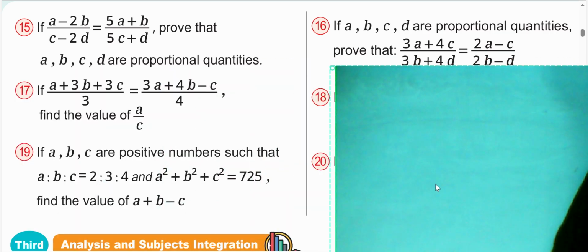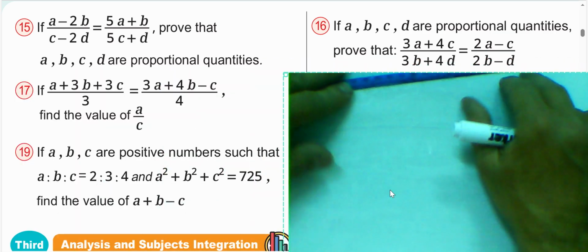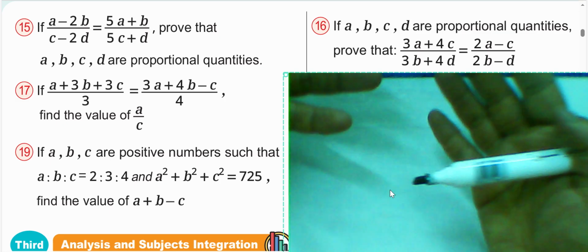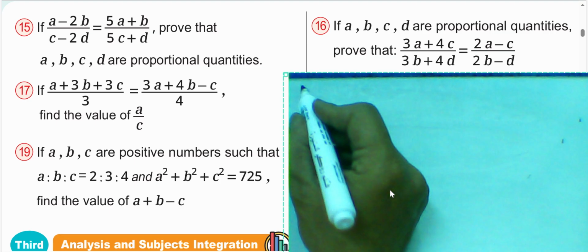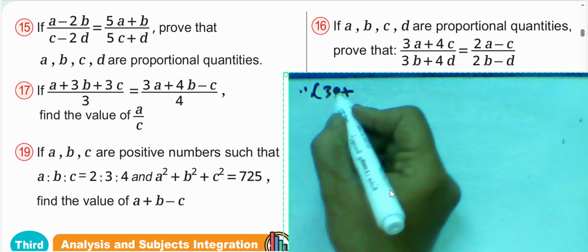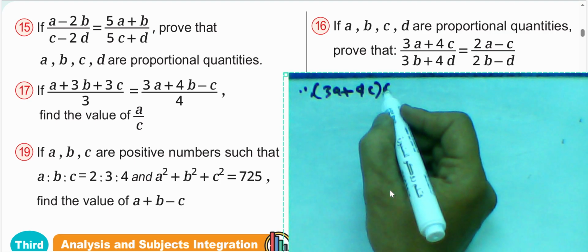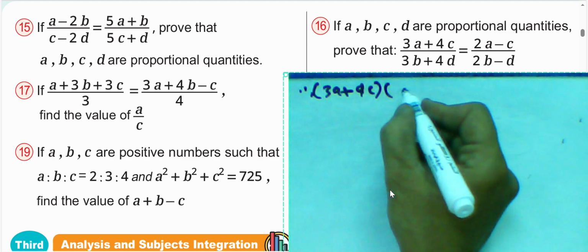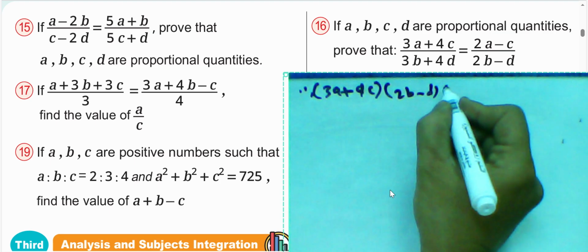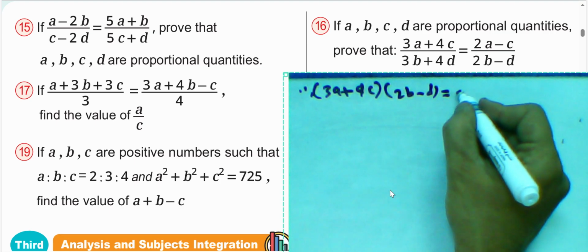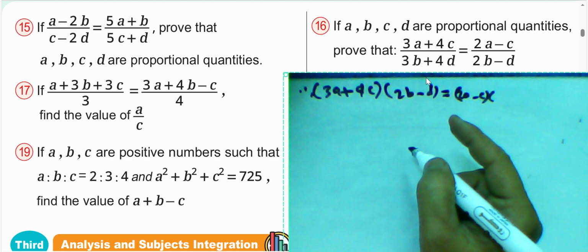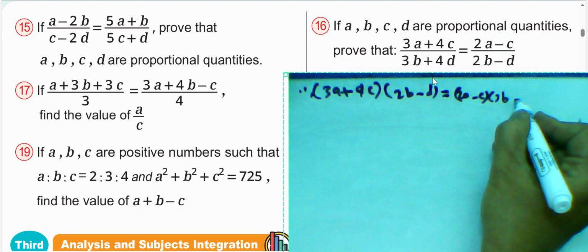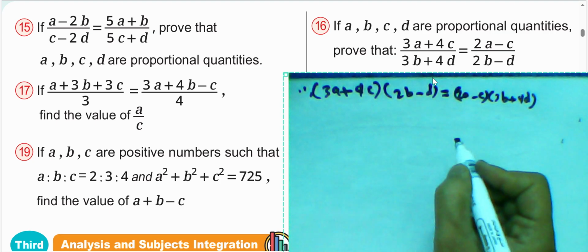Also, question number 16 is like this idea. Product of extremes equals product of means, and then simplify to find the ratio a over b equals c over d. Such that we have (3a plus 4c) product by (2b minus d) equal to (2a minus c) product by (3b plus 4d).